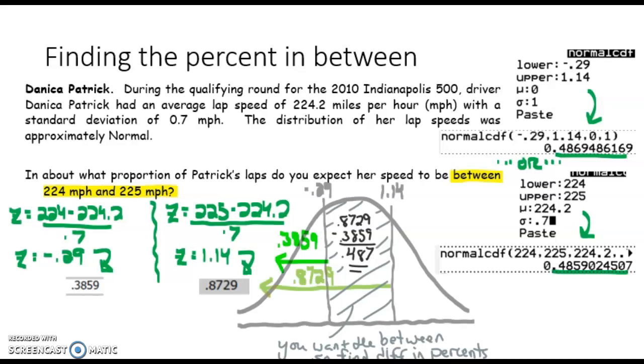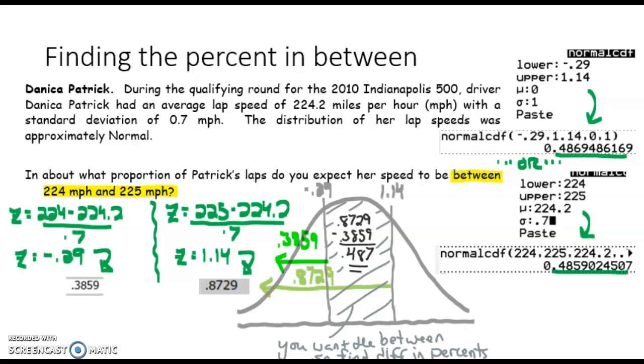So going back before, let's go back to this on the left side. If you were doing this by hand, you would be thinking about this. There are two different places that are going to be on the bell-shaped curve, 224 and 225. You would want to find the z-score for both those. So 224 minus 224.2, you're going to divide it by 0.7 standard deviation. You're going to get this z-score.